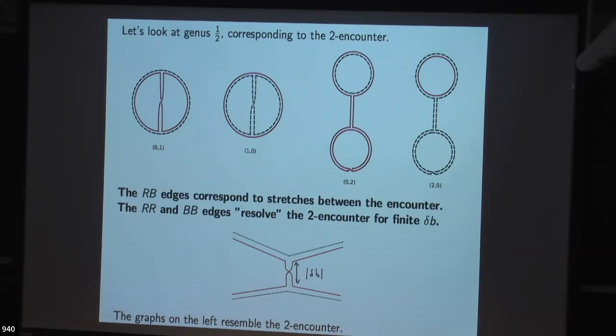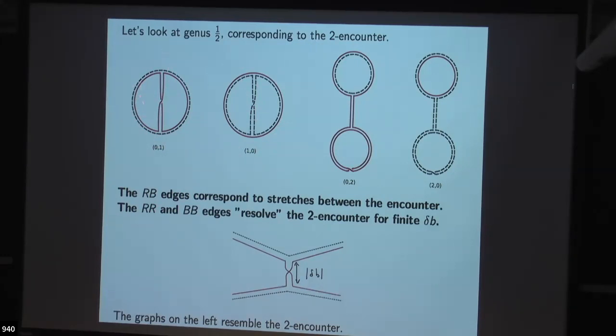So this is the same genus that we saw in JT gravity, but now we've taken the limits and we've drawn all the graphs that apply at this genus. So let's first focus on these first 2 graphs on the left. They have 2 edges that have the black boundary following the red boundary. And then they have either the red boundary following itself or the black boundary following itself. So these sort of edges correspond to stretches between an encounter. And this thing in the middle here, we're going to think of as living inside the encounter.